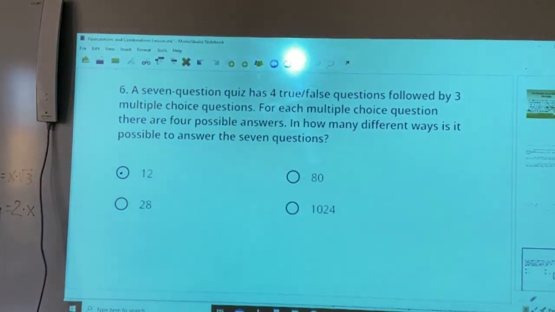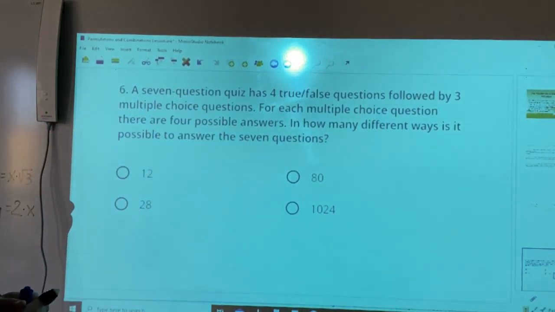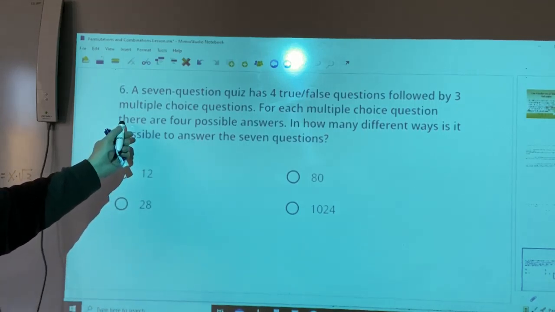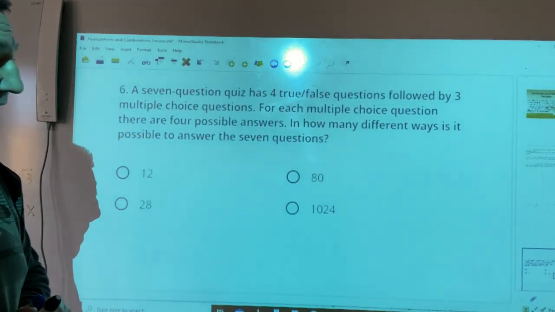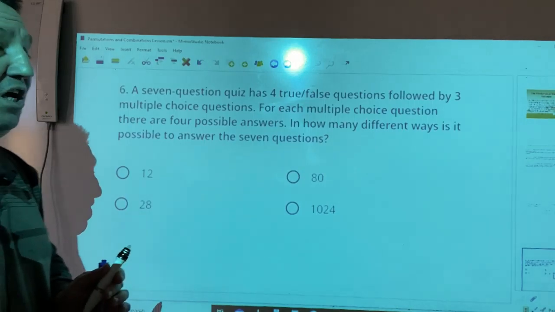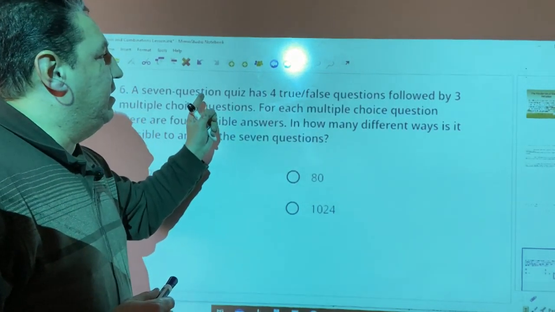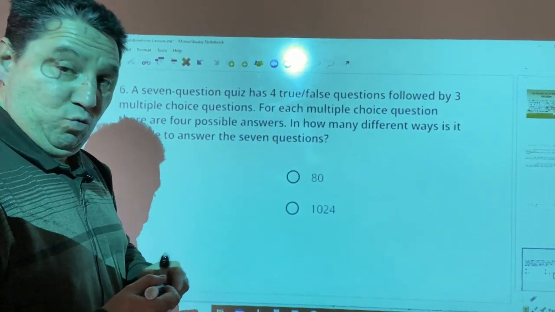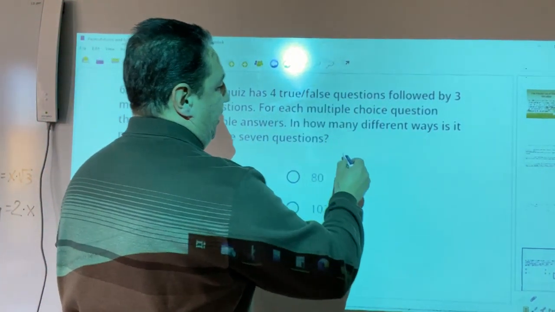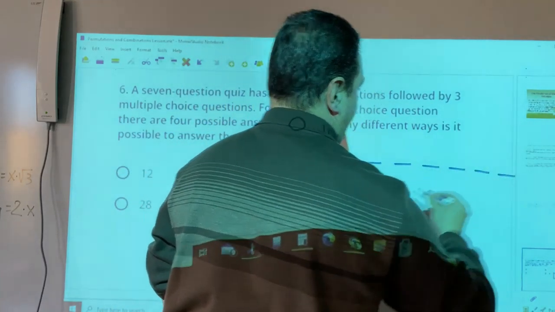Another example. A 7 question quiz has 4 true false questions followed by 3 multiple choice questions. For each multiple choice question, there are 4 possible answers. In how many different ways is it possible to answer the 7 questions, right? Remember, we have to find how many possible activities we may have. We have a total of 7 activities. 1, 2, 3, 4, 5, 6, 7.